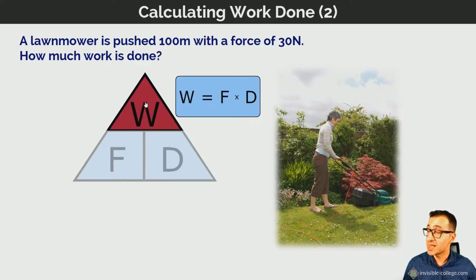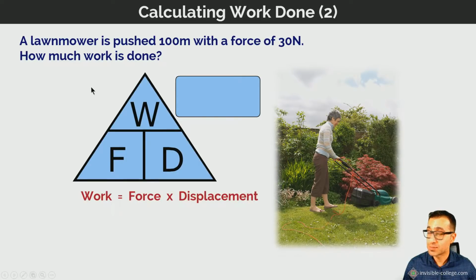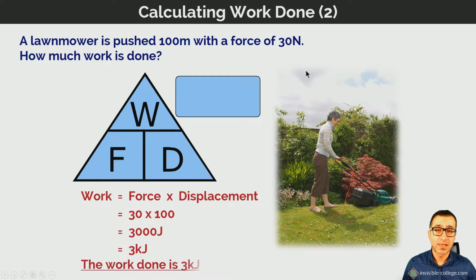So in this case, this is the equation we're going to use. Work done is equal to the force times the displacement. In this case, we can now substitute the force and the displacement from the values given in the question. We can evaluate this, and we find that the amount of work done is 3,000 joules, or 3 kilojoules. Let's take a look at another basic example here.